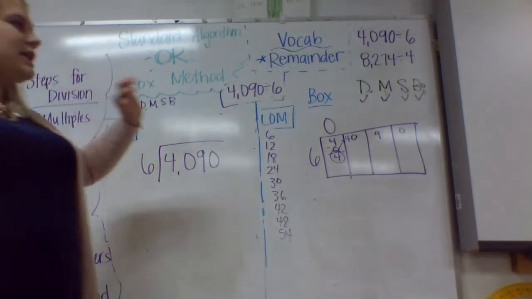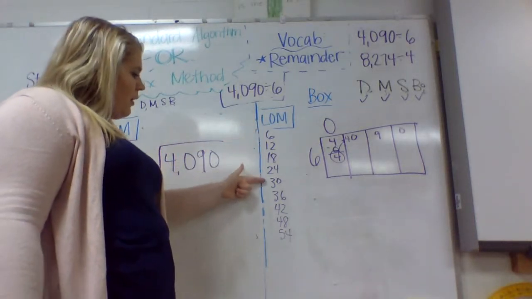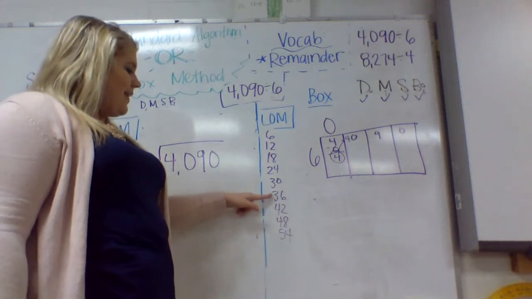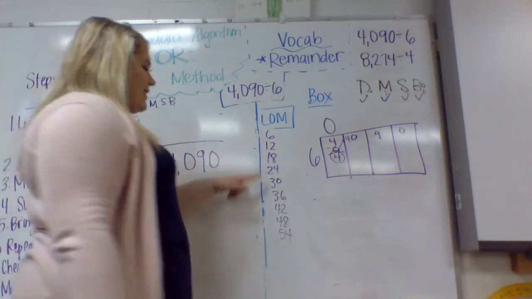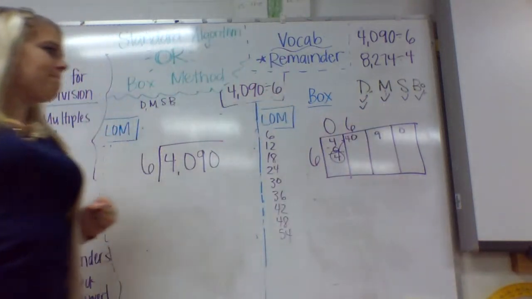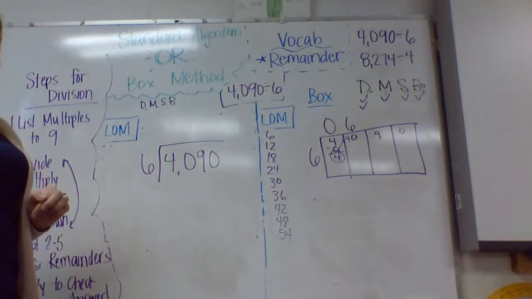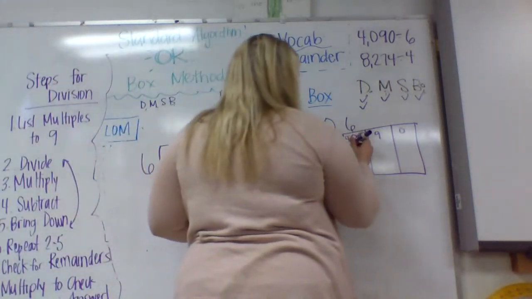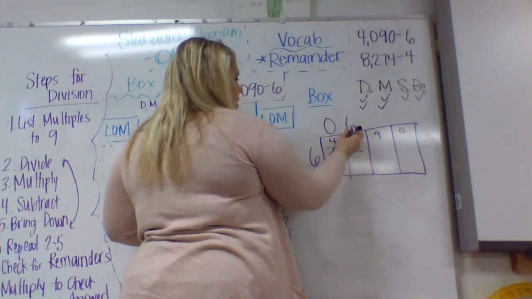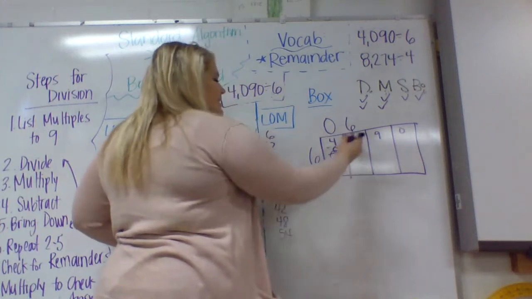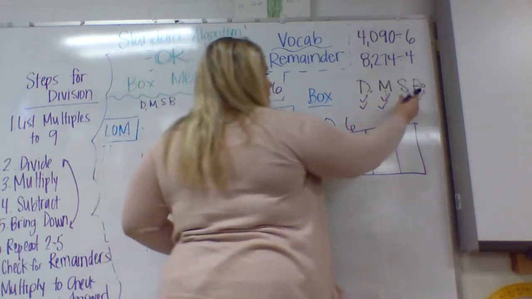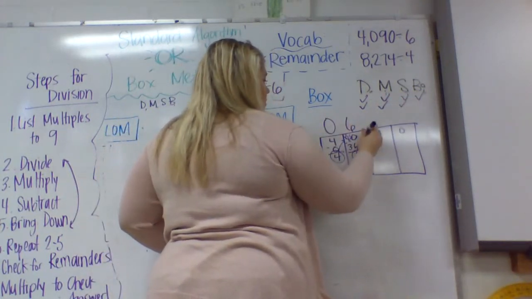Now I want to see how close can I go to 40 without going over. Oh, 42 is too much, so I need to jump back one. 36, that works. And that is 1, 2, 3, 4, 5, 6. So 6 can go into 40 6 times. Now I'm going to multiply. 6 times 6 is 36. When I subtract, I can't do 0 minus 6, so I need to borrow. 10 minus 6 is 4. That leaves me 3 minus 3, which is 0. Now I'm going to bring it over.